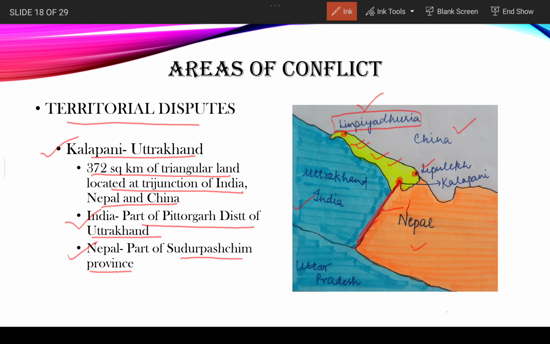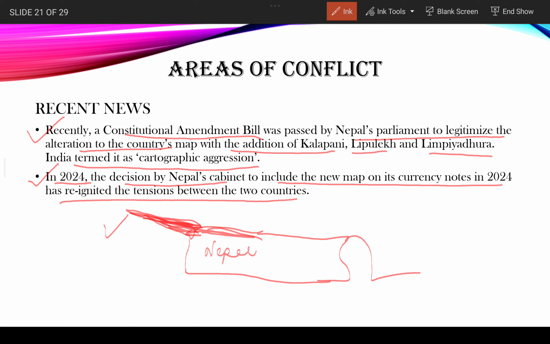So basically this has also reignited this issue, that this region is actually a disputed region, right? And they are unilaterally trying to resolve this issue and put it on their map, on their currency notes as well, right? So this has reignited the issue. Now there must be some reason that both countries are fighting over this region.